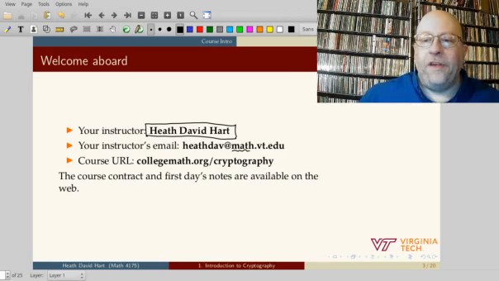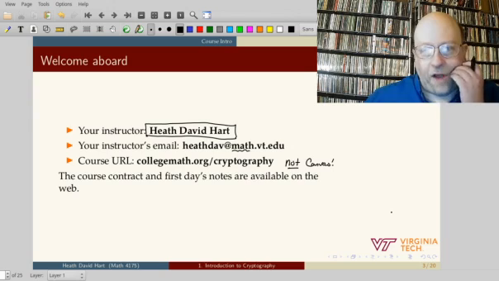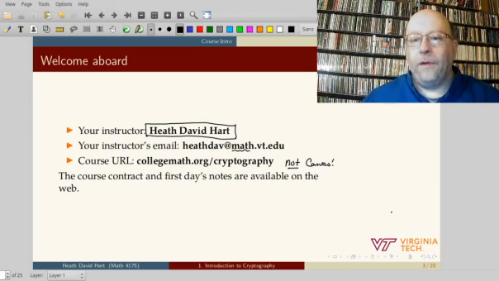And then this is the URL for the course, collegemath.org/cryptography. This is not on Canvas. We'll be using, over the course of the semester, some encryption and decryption tools that are online that can't be embedded into Canvas. And so we have this offsite URL. Go ahead and check it out. You can go ahead and download today's slides and the course contract and a couple of other little bits of information. All right.